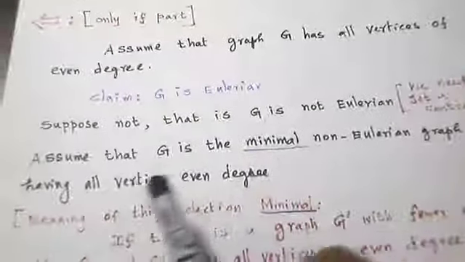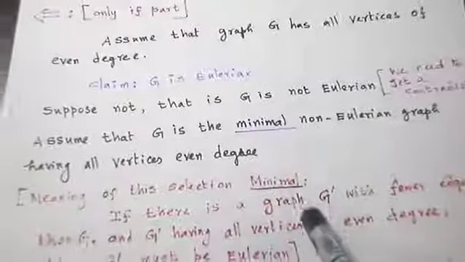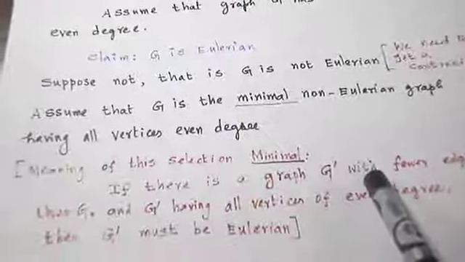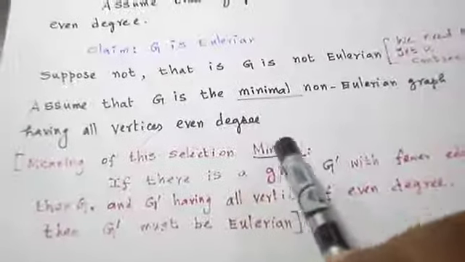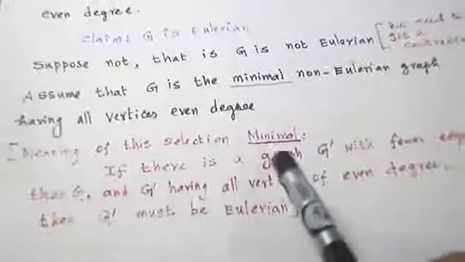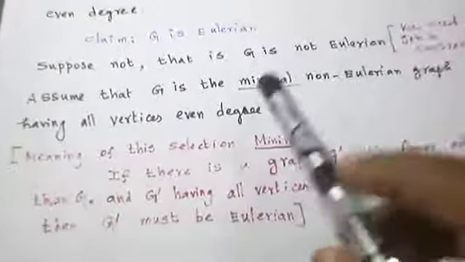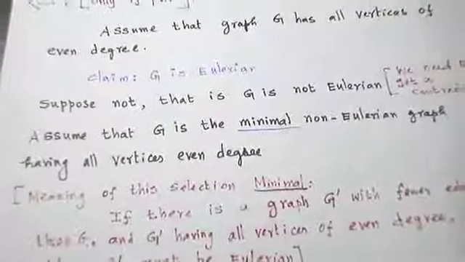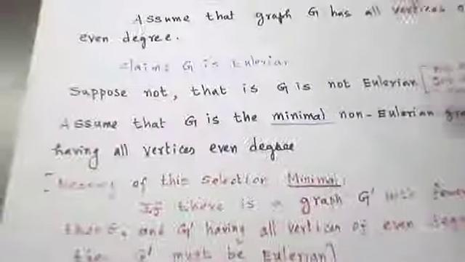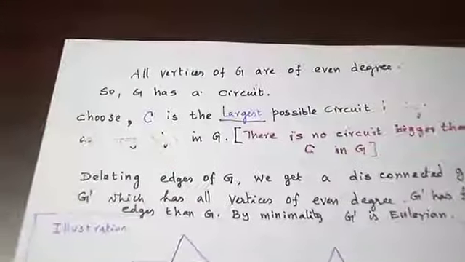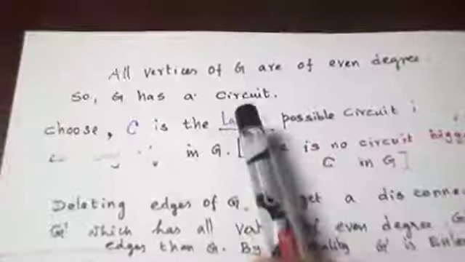What is the meaning of minimal? Suppose there is a graph G dash which has fewer edges than G and all vertices are of even degree, then G dash must be Eulerian. That is the meaning of the choice of the word minimal. So if I prove the theorem for a minimal non-Eulerian graph, then automatically for a graph having more edges the same can be proved. So I prove this one using a minimal non-Eulerian graph.